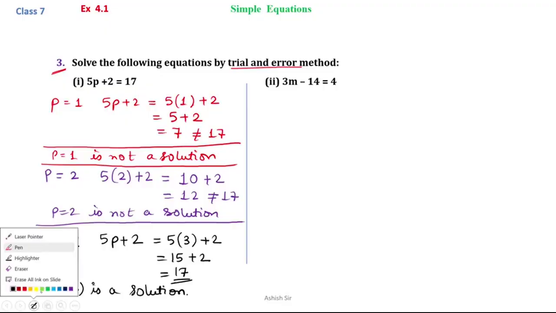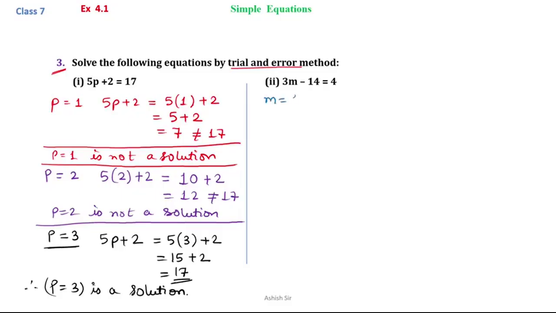Now in a similar way, moving on to the next part, another equation given here is 3m minus 14 is equal to 1. So here if we try with the value m equals 1, our equation is 3m minus 14. The LHS part is this. So 3 into 1 minus 14, which is 3 minus 14, and this is equal to minus 11, which is not equal to 4.